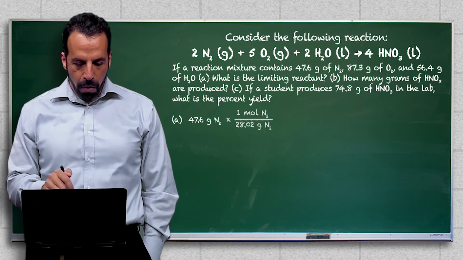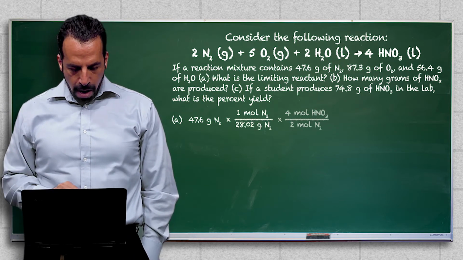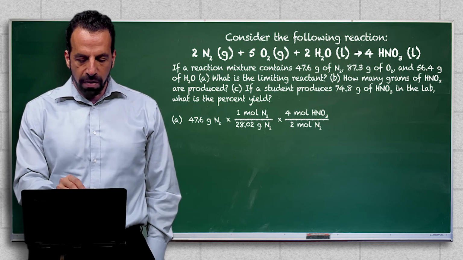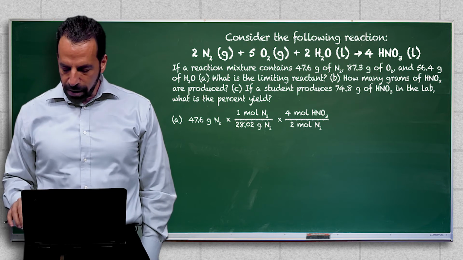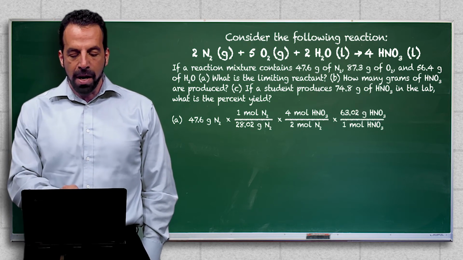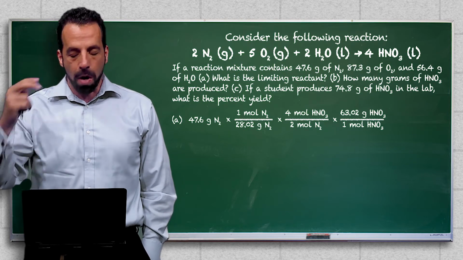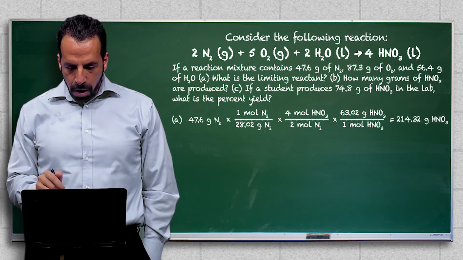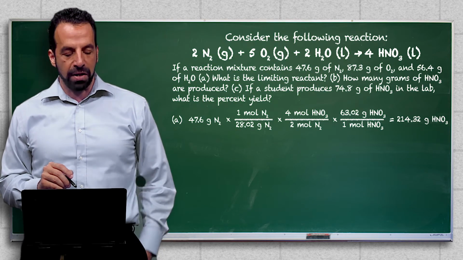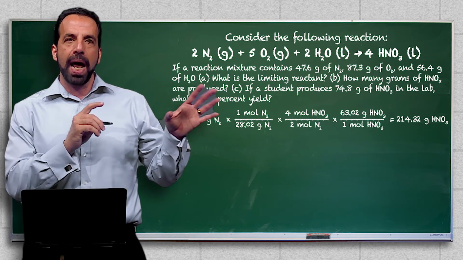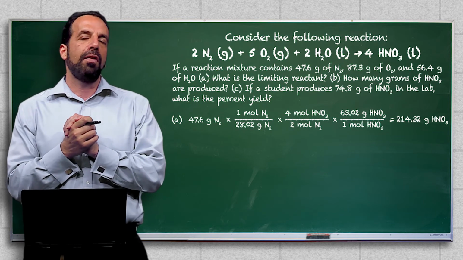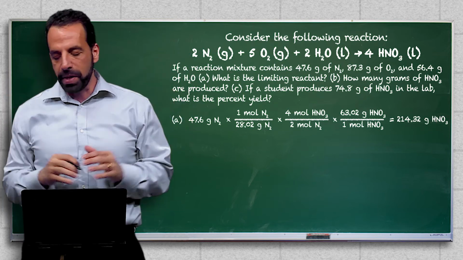So again, whenever they give you grams, convert it to moles. We're going to look at the mole-to-mole ratio. The mole-to-mole ratio is 2 moles of nitrogen will produce 4 moles of nitric acid. Convert nitric acid to grams. And again, whenever you convert to grams, remember, it's always per 1 mole. And so you're going to end up with 214.32 grams of nitric acid. So if all my nitrogen reacts, I'm going to produce 214.32 grams of nitric acid. But again, we're not sure if that's a limiting reagent or not.